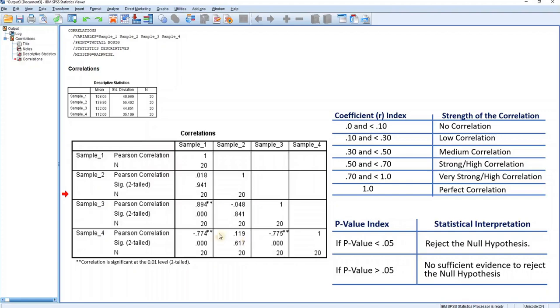Moving forward, the correlation coefficient between sample 4 and sample 2 is 0.119 and is a positive value. Again, if you look at the index table, this coefficient falls between 0.10 and less than 0.30, and this indicates that the linear correlation between the two samples is low.